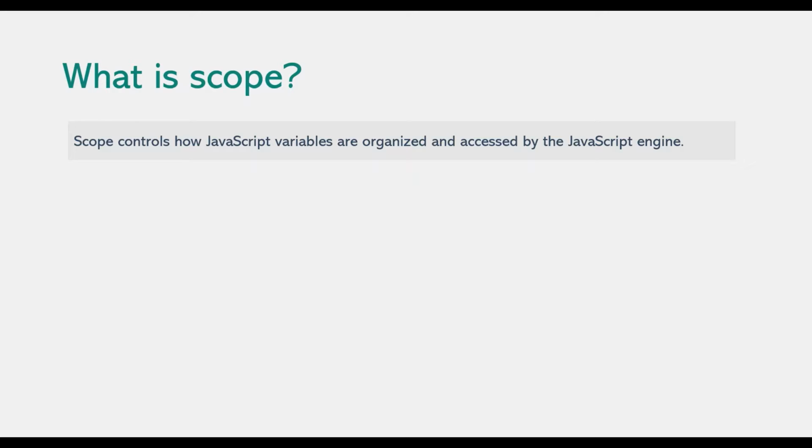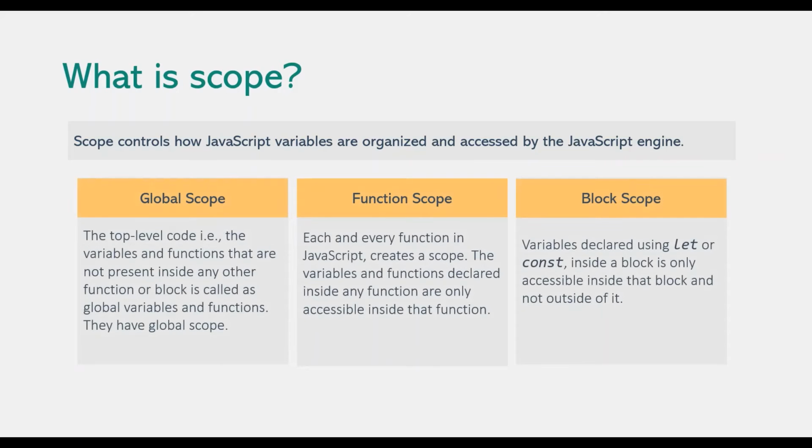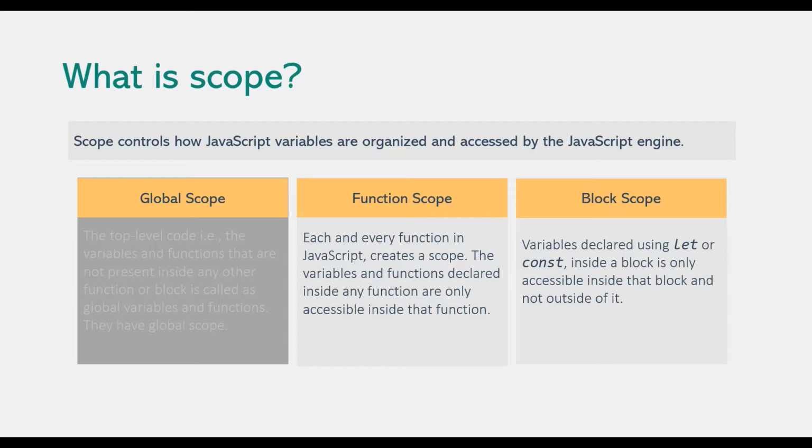Now in JavaScript, we have three types of scope: global scope, function scope, and block scope. The top level code, that is the variables and functions that are not present inside any other function or block, are called global variables and functions, and they have global scope. Let's understand this with an example.